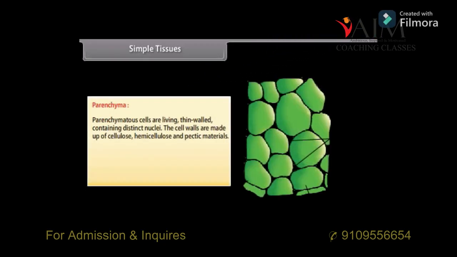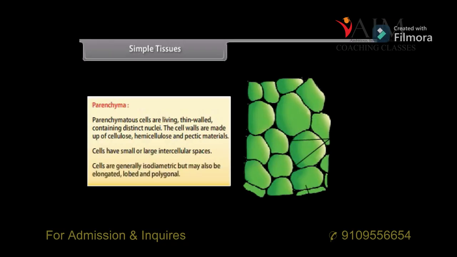Parenchymatous cells are living, thin-walled, containing distinct nuclei. The cell walls are made up of cellulose, hemicellulose, and pectic materials. Cells have small or large intercellular spaces. Cells are generally isodiametric but may also be elongated, lobed, and polygonal.